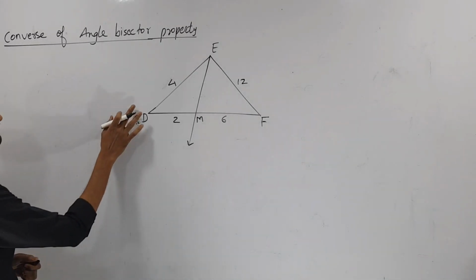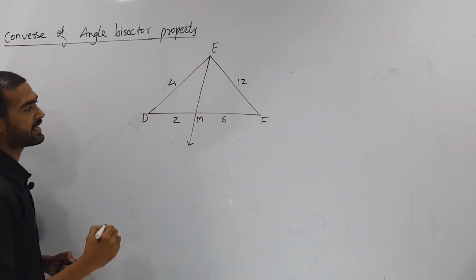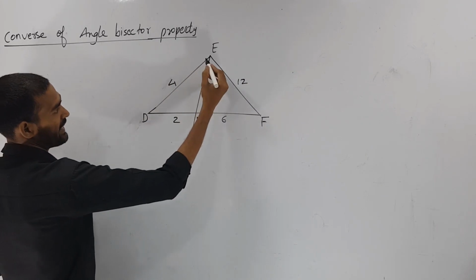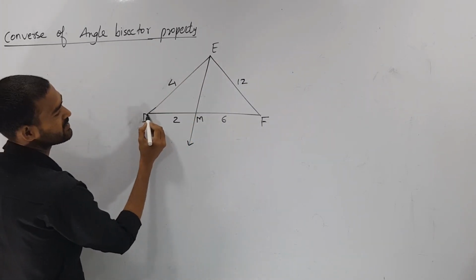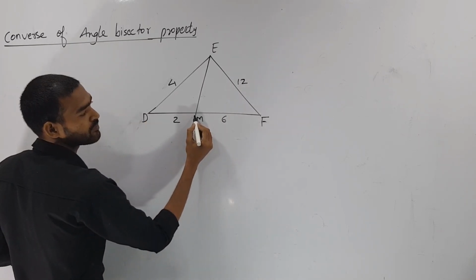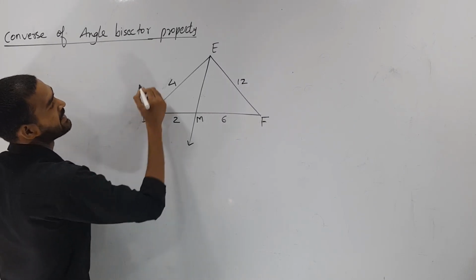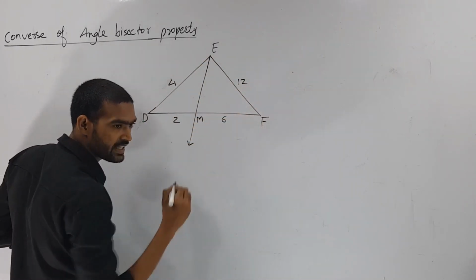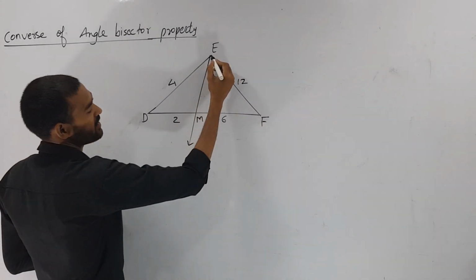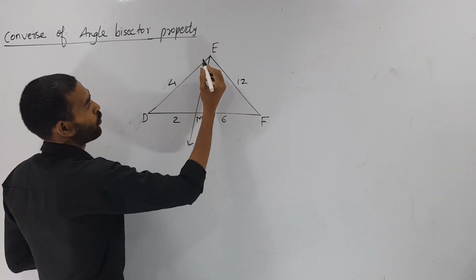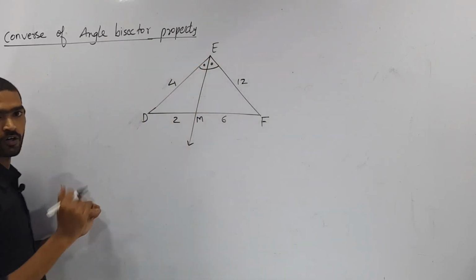Now let us check what is exactly converse. Here we can see a triangle DEF. In this triangle, one ray is given, EM. This ray divides DM and MF. Similarly, here we are getting DE and EF. We need to find whether this ray EM bisects this angle or not.